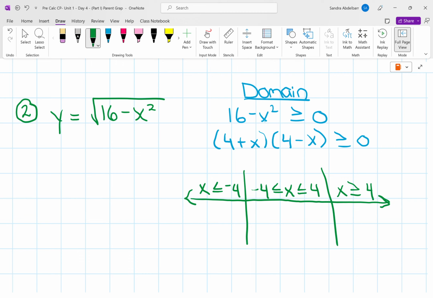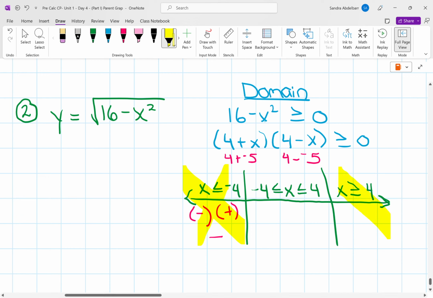All right, let's pick a number that's less than -4. Let's go with -5. I'm going to plug in. What's 4 plus -5? Isn't that a negative number? Now, what's 4 minus -5? Isn't that a positive number? A negative times a positive is a negative. Well, I need greater than or equal to 0, so I need a positive outcome. This is negative. So what does that mean for us? That means this is out, which means what else is out?